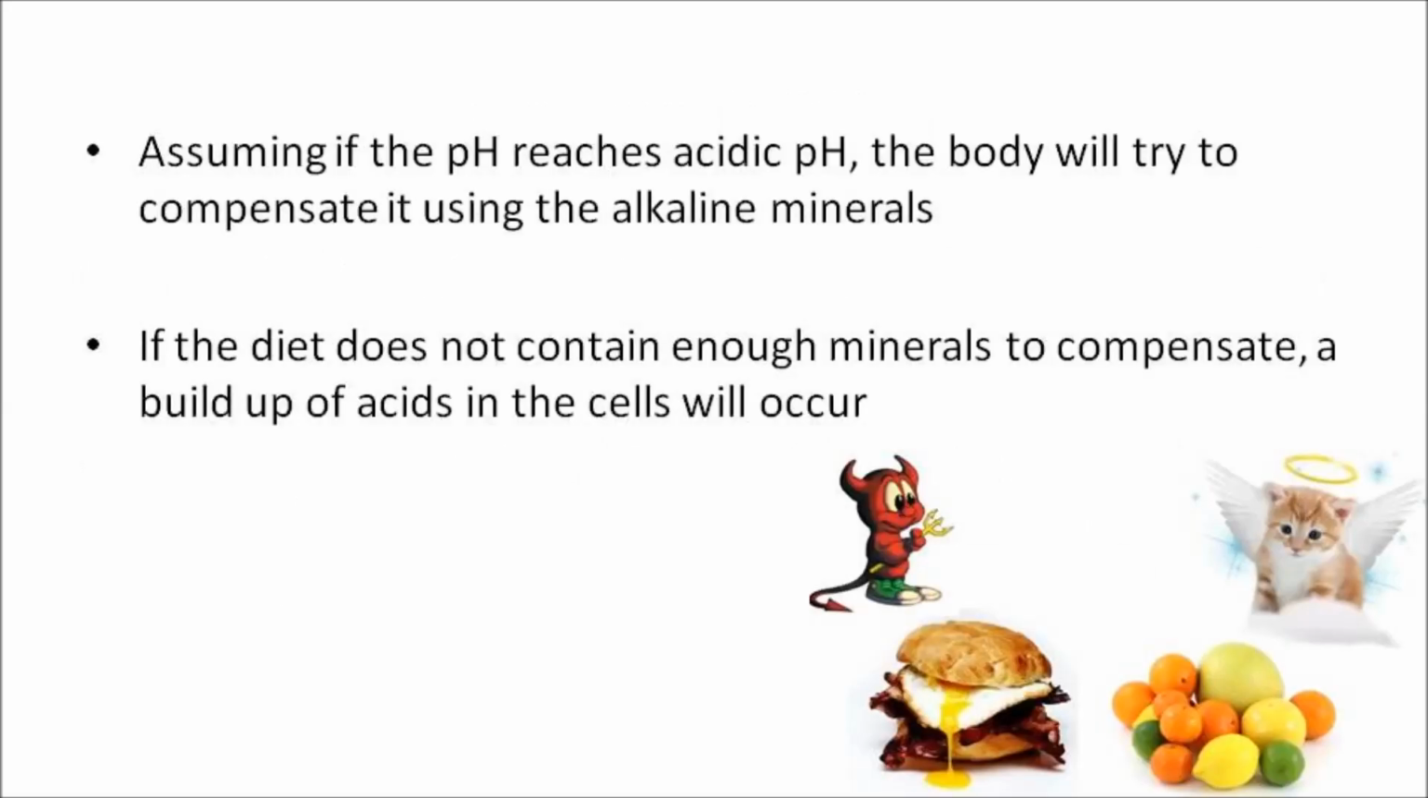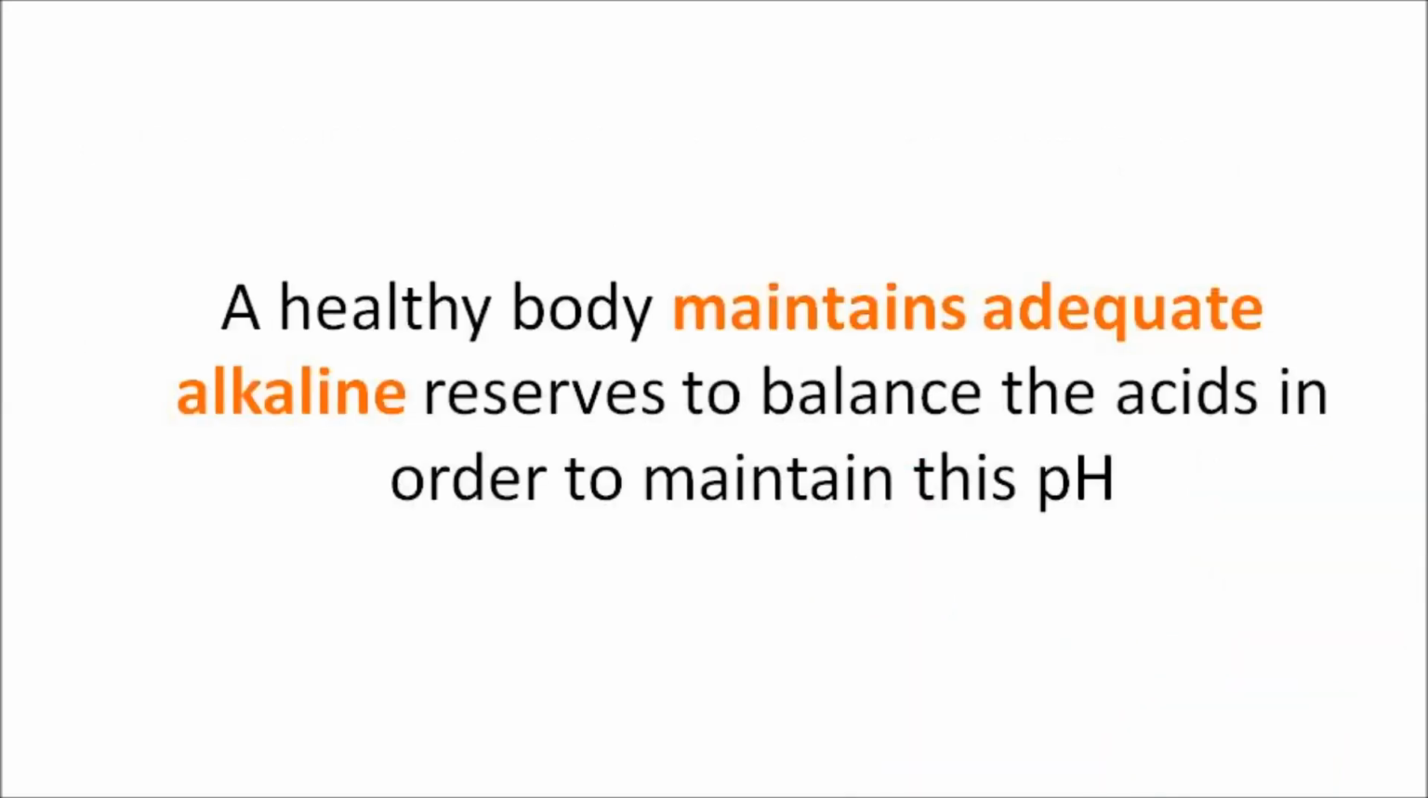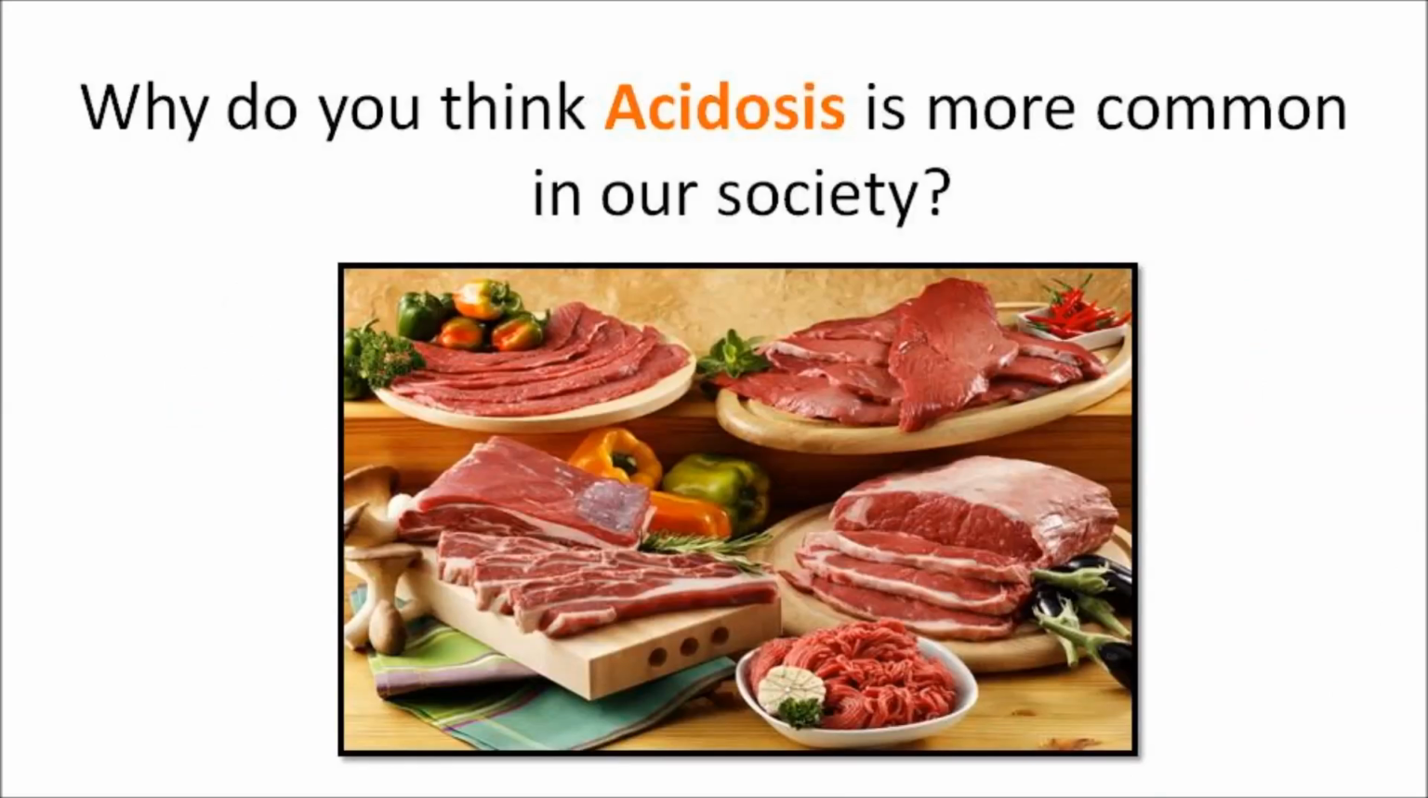If the pH reaches acidic levels, the body will try to compensate using alkaline minerals. If the diet doesn't contain enough minerals to compensate, a buildup of acids in the cells will occur. A healthy body maintains adequate alkaline reserves to balance the acids in order to maintain this pH. Why do you think acidosis is more common in our society?